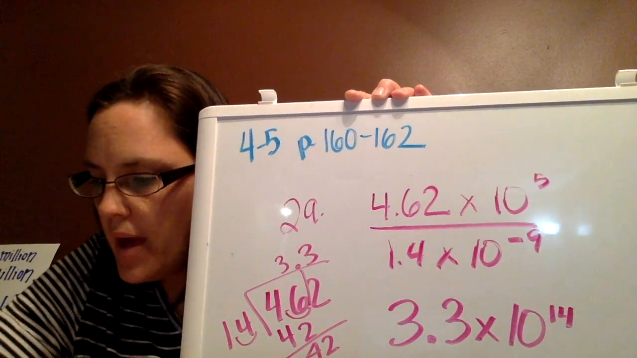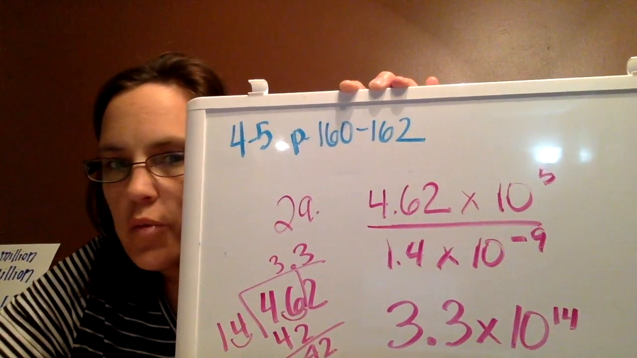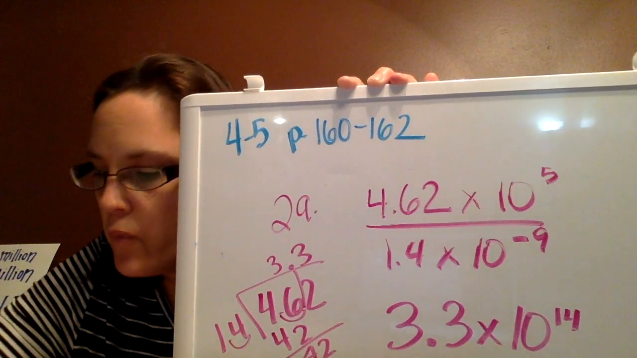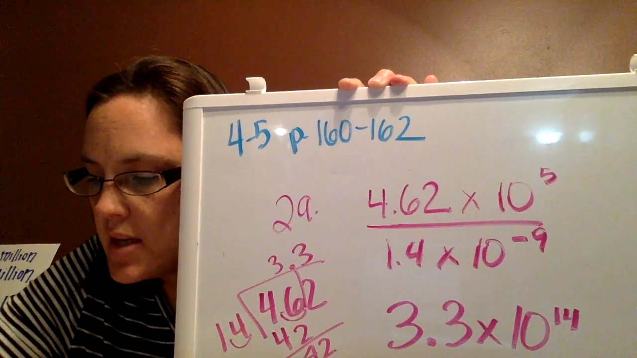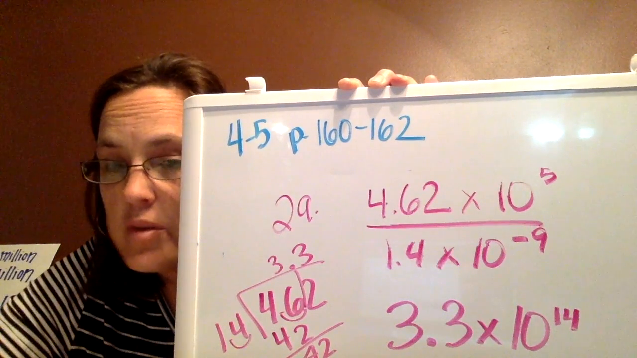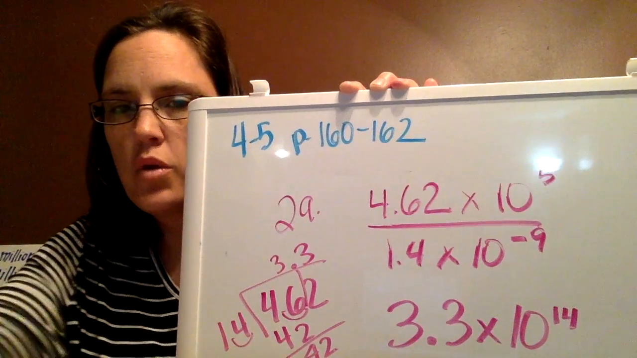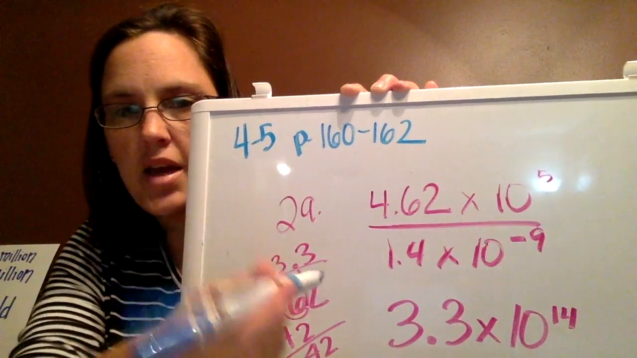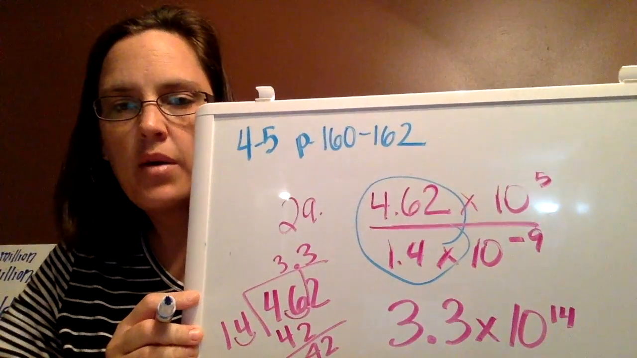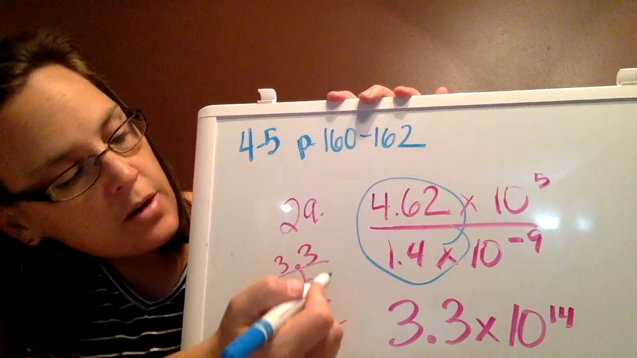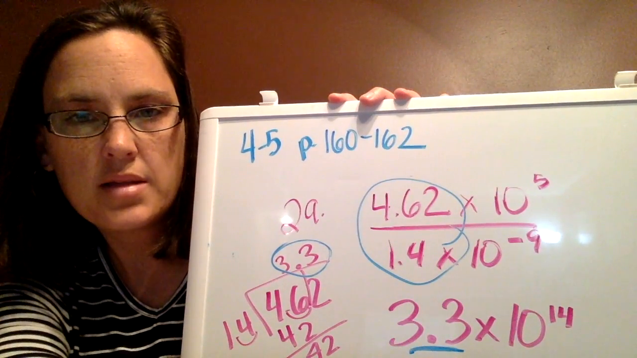For problem 2a on page 161, we have a division problem. So 4.62 times 10 to the 5th divided by 1.4 times 10 to the -9th. Of course, we could write those out in expanded form or standard form and do the division and then bring it back to scientific notation. But in division, we're going to just do the same thing that we did in multiplication and take care of these two guys first. So 4.62 divided by 1.4, which you can see on the side here. I got 3.3, which is nice because that's already greater than or equal to 1 and less than 10.